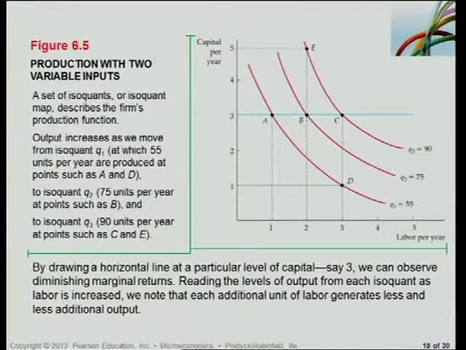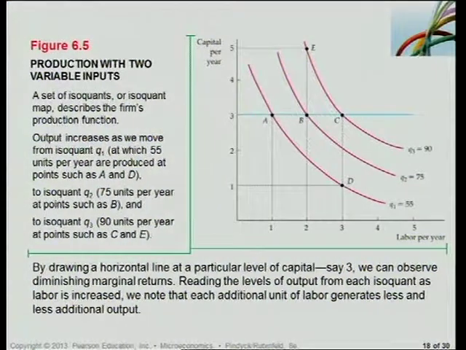If you're on isoquant Q3, firms want to be on the highest isoquant possible, like in an indifference curve, further away from the origin. Then they want to choose maybe isoquant Q3, which will provide them a greater output. So if they are at point E or C, say for example at point C, what will be the combination of capital and labor? 3 units of capital and 3 units of labor.